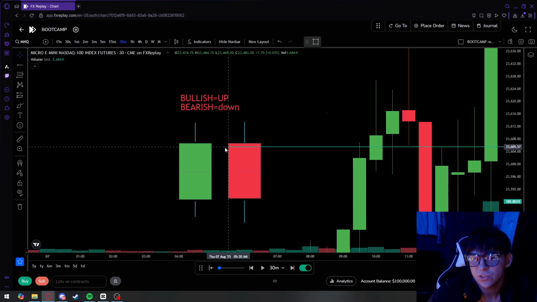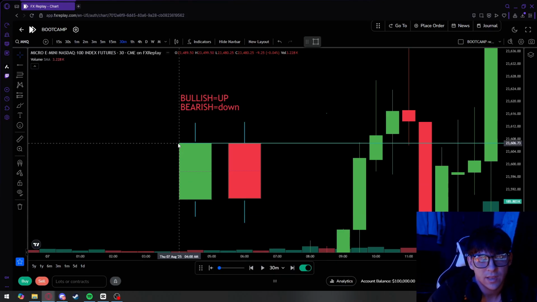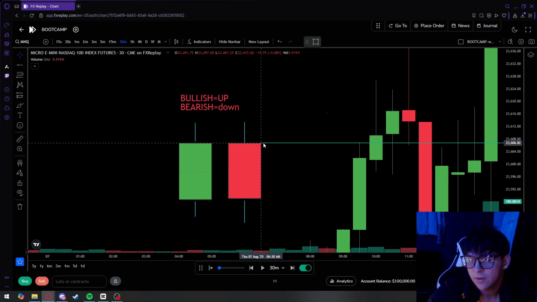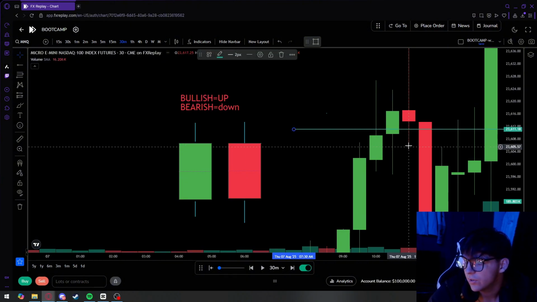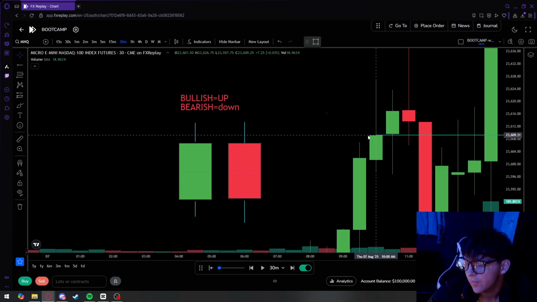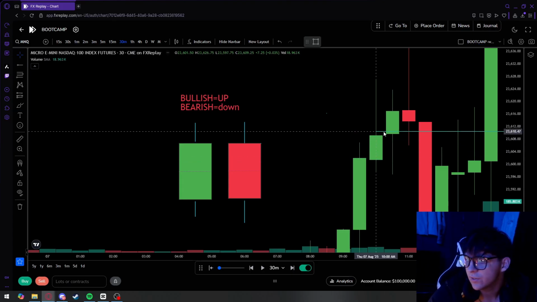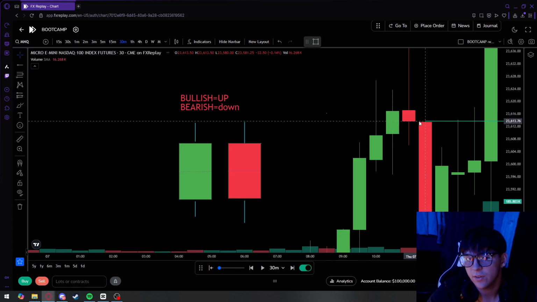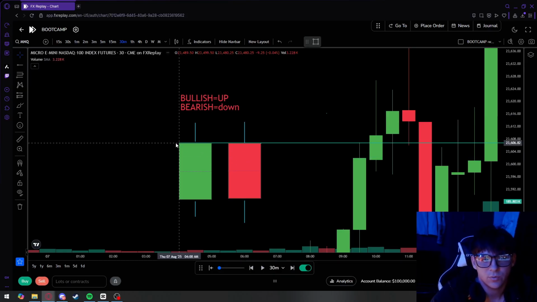The next candle starts where the previous candle closed. So if this candle ended right here, the next candle, whether it's bullish or bearish, will start right here. As you can see over here, this candle closed bullish, the next one opened bullish, and it kept going. It closed bullish again. The next one did the same thing, and then the old candle was bullish and the new one bearish. Then this candle opened bearish, and it's really not a hard concept.